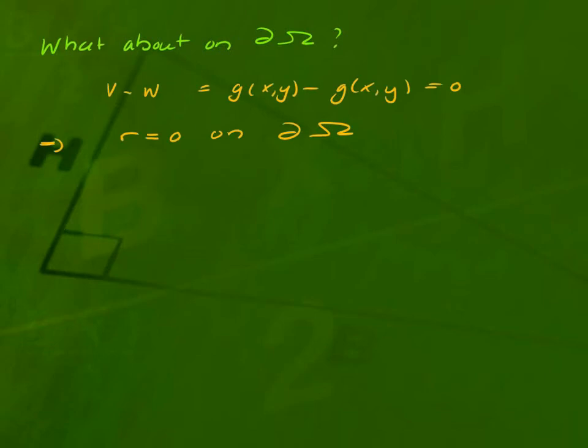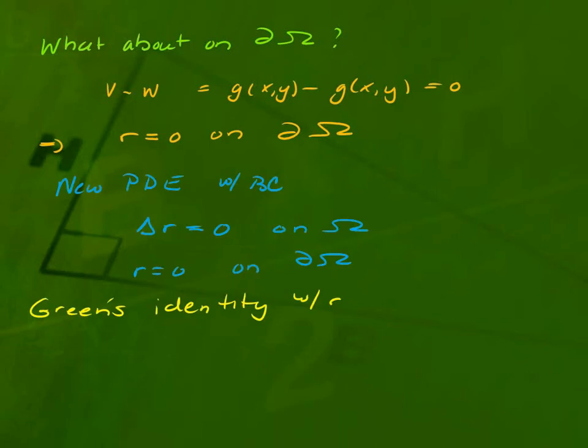So what about on the boundary? Well, on the boundary, it's equal to 0. So r is equal to 0 on the boundary. Well, I'm almost done because I have a new PDE with boundary condition r equals 0 on the boundary. Apply Green's identity with r.